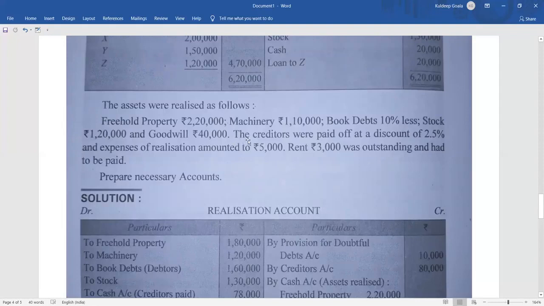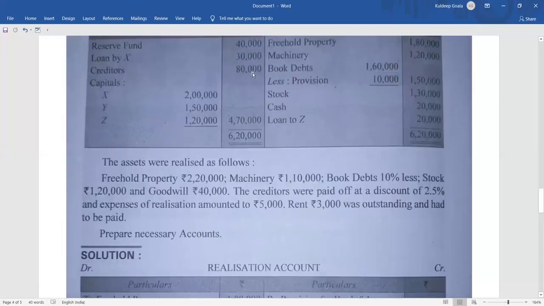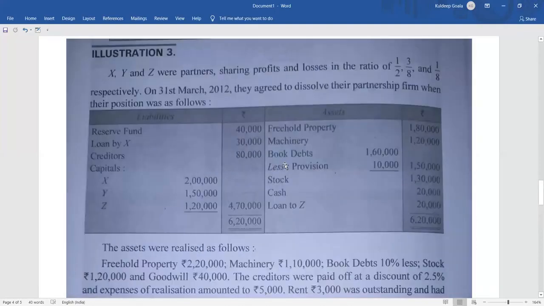Then comes the next one. The creditors were paid off at a discount of 2.5%. So what were the creditors? We'll only see how much payment we have made, how much we have received. We are not required to see discount and all. We don't need to give an entry for the discount. We'll just find out the discount amount, deduct it and pay him off. So 2.5% of 80,000 will be how much? Not 1,000, sorry, 2,000 rupees. So 2,000 rupees we are not going to pay. So how much will you pay? 78,000. Right.